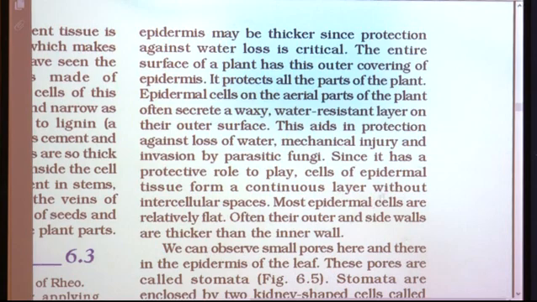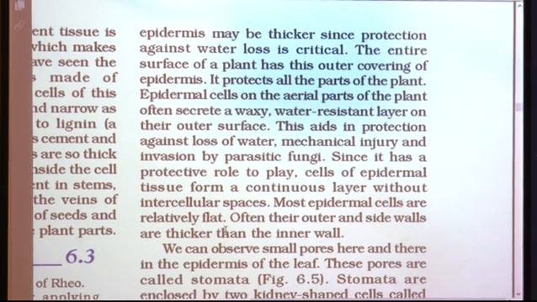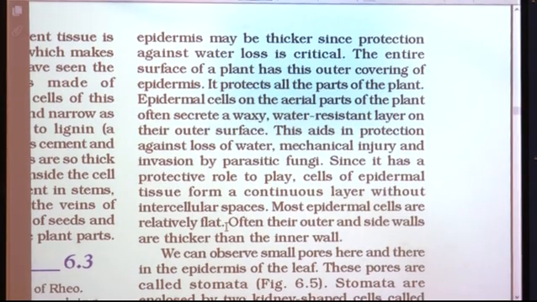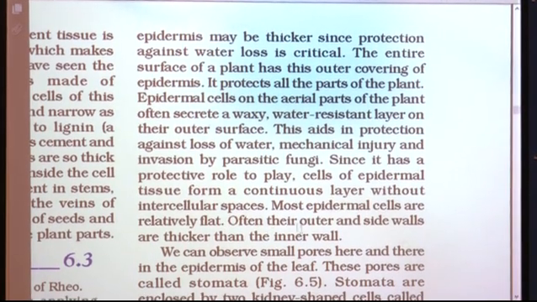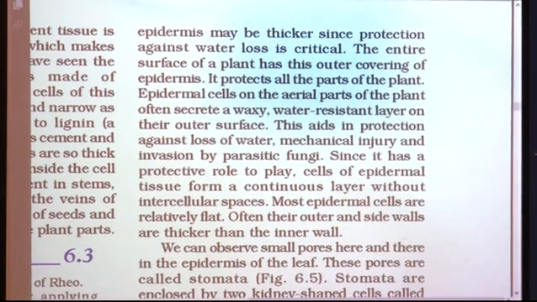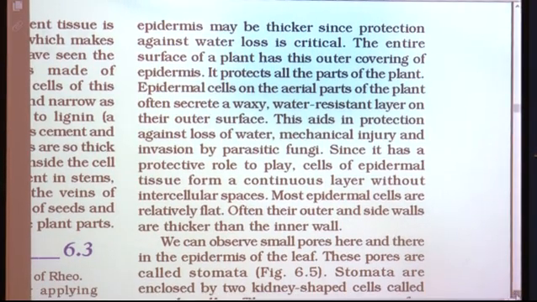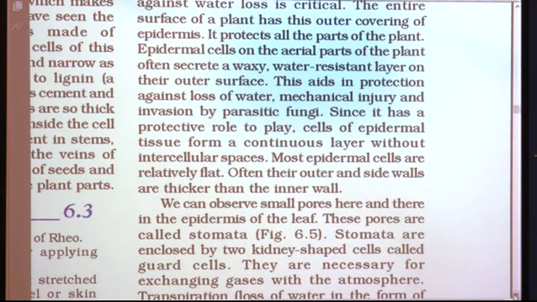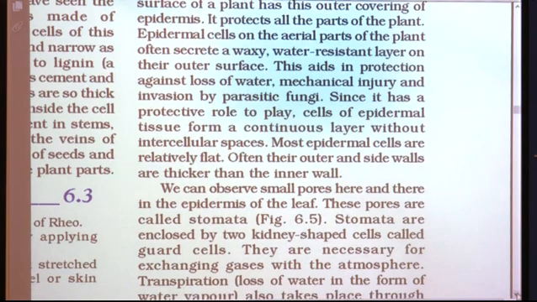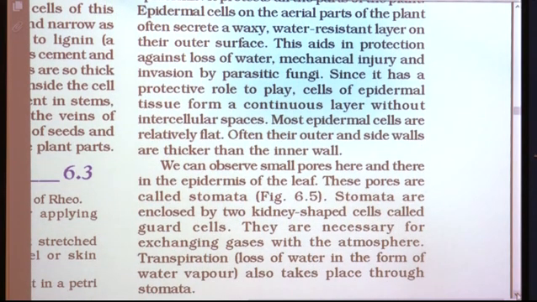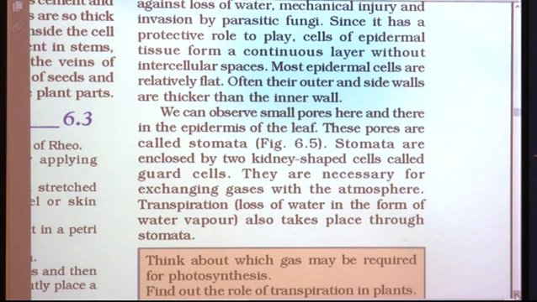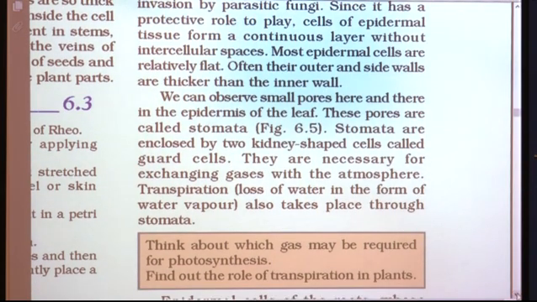Most epidermal cells are relatively flat. So, how are these epidermal cells? They are flat. Often their outer and side walls are thicker than the inner walls. So these epidermal cells are mostly thicker at their sides and on the outer part, and the inner wall is thinner.